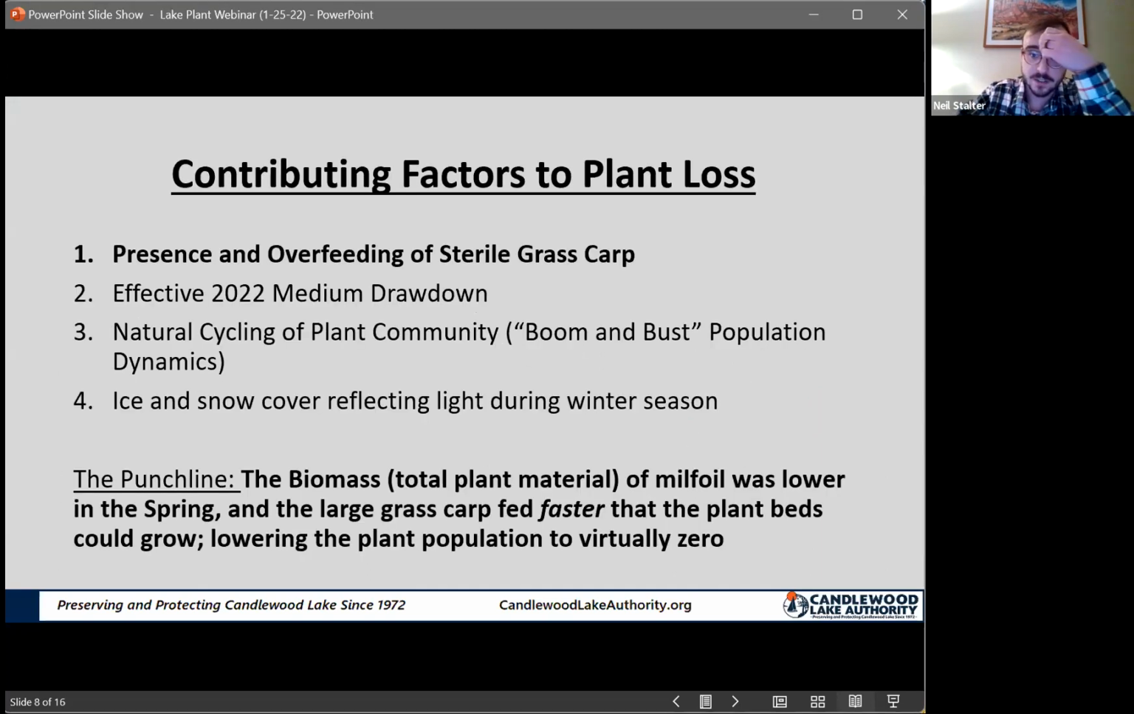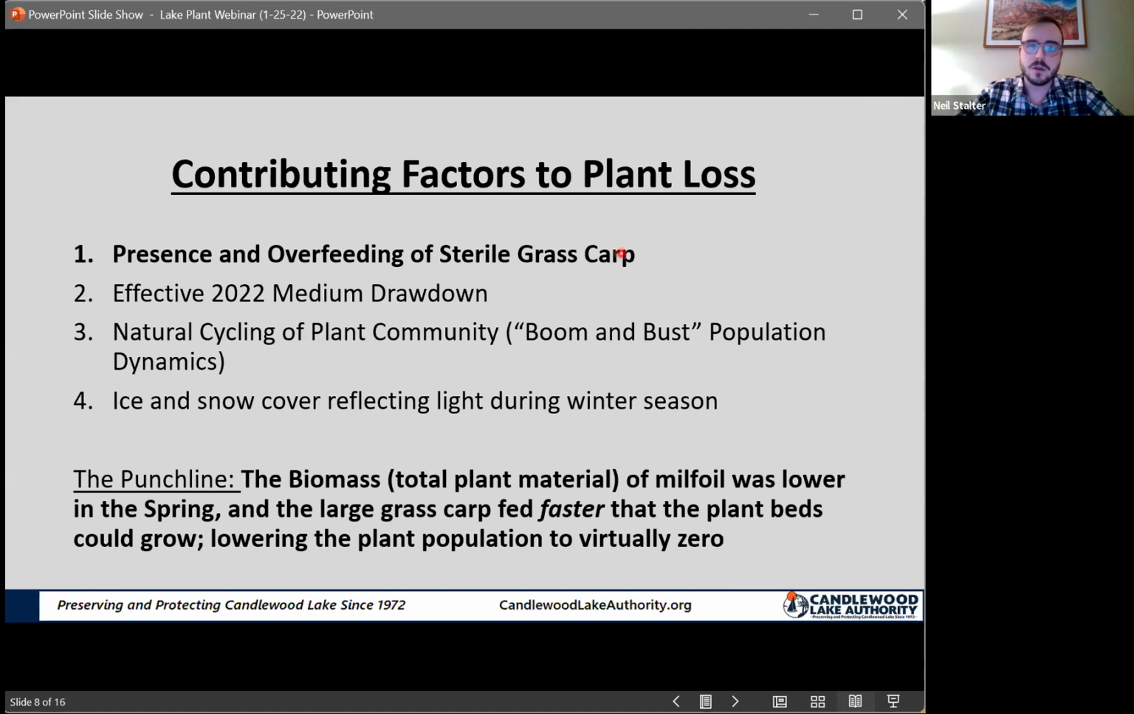Okay, let's talk about the factors that likely contributed to the loss of plants based on the conditions that we're seeing in the ecosystem. The most obvious and the first is that the grass carp are in the lake, they're eating the plants, right? And they have grown to a larger size than when they were initially stocked in 2015 and 17. And they're eating probably more efficiently than what was initially suspected when they were first stocked.